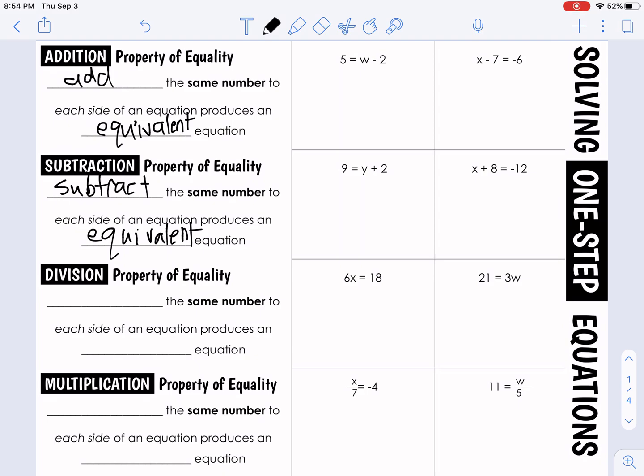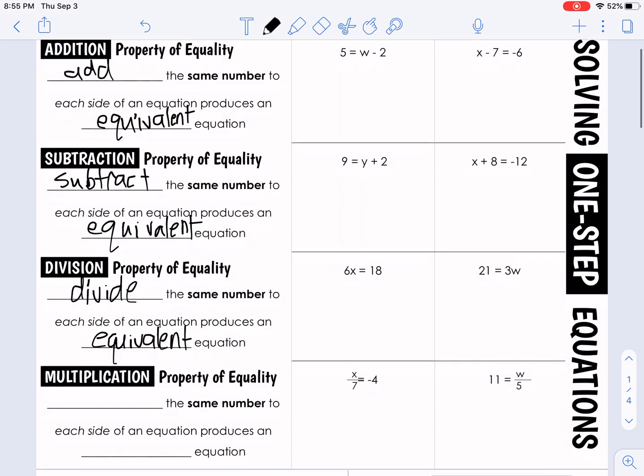Then the division property of equality and the multiplication property of equality, you guessed it: we can divide both sides by the same number and we can multiply both sides by the same number. So the division property of equality says we can divide each side of an equation by the same number and it produces an equivalent equation.